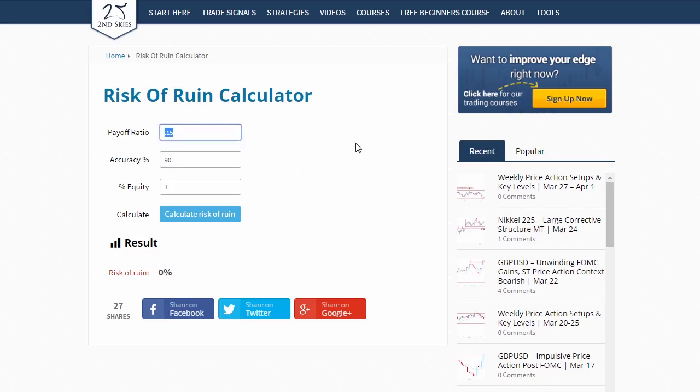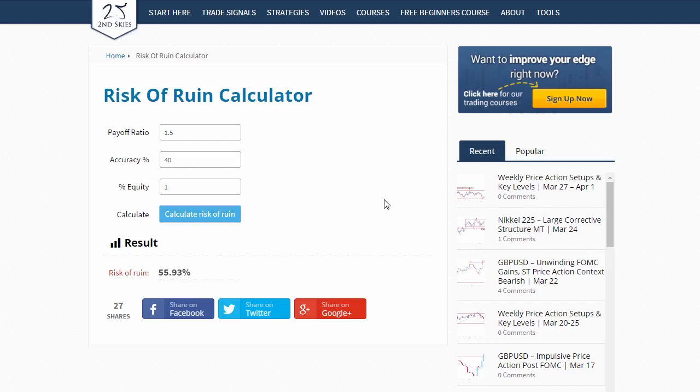Let's say you have a system that on average grabs 1.5 R per trade, and you are currently 40% accurate, and you're wondering, am I going to make money if I make 100 trades at 40% accuracy and my average gain is 1.5 R per trade? Assuming you risk 1% per trade, you hit calculate risk of ruin, and it gives you a number of 55.93%. That means you have a 56% chance of blowing up your account, which is incredibly high.